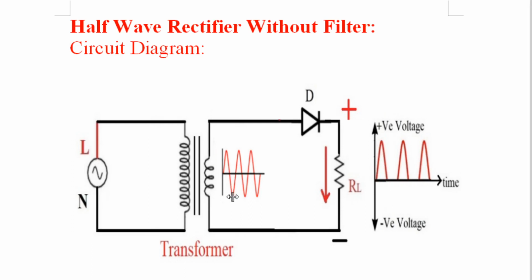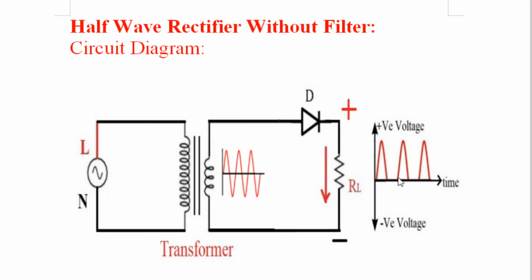Now during the negative half cycle, as all of you know very well, the anode of the diode becomes negative, and therefore this diode will not conduct and current will not flow through RL. And when there is no current flowing through RL, voltage V is equal to I into R. I is 0, therefore V is 0. So you see here there is 0 volt during the negative half cycle, and then again the positive half cycle will appear.